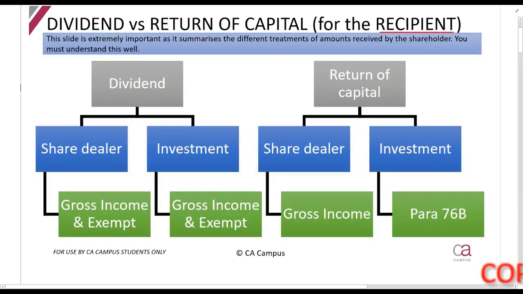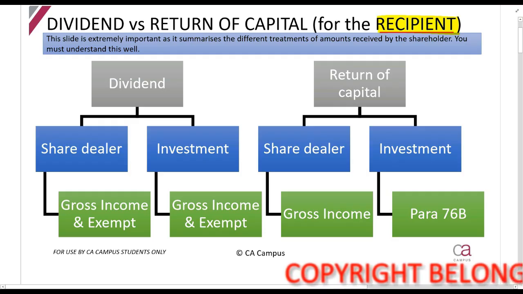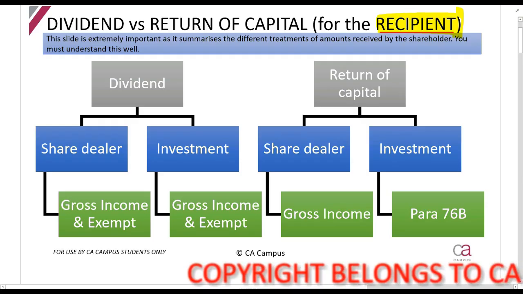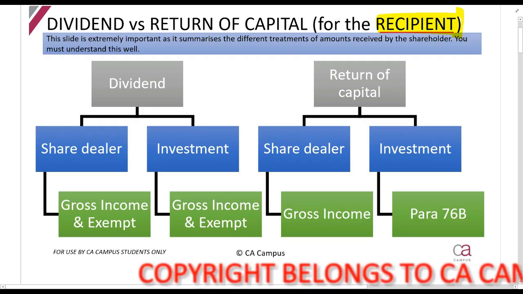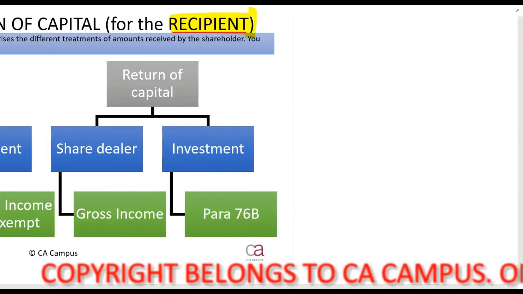We are now looking at the situation when a recipient, so the shareholder, receives a dividend or return of capital. Now this is a slide which is very similar to something you might have seen previously under dividends tax. It's just a reminder of it. Okay, so remember now, just build it up from the start again.